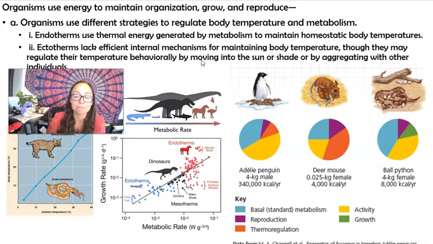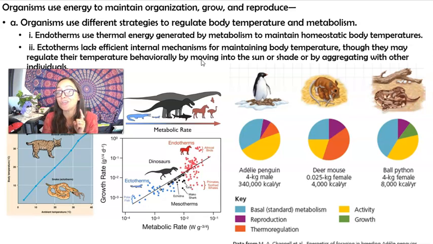If you look at this pie chart here, there's a male penguin that is 4 kilograms, and a ball python that is also 4 kilograms, and you look at the amount of calories they require per year. The penguin requires over 300,000 kilocalories per year, whilst the python requires only 8,000. You see in the different species, the orange part is where those calories are going towards thermoregulation. You can imagine a male penguin in the cold requires lots of calories to generate heat. Now, if you look at that little deer mouse, you see a lot of its calories are going towards thermoregulation.